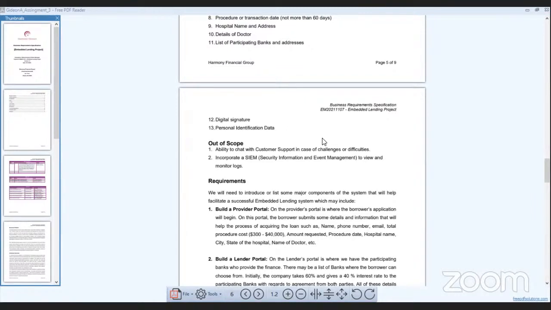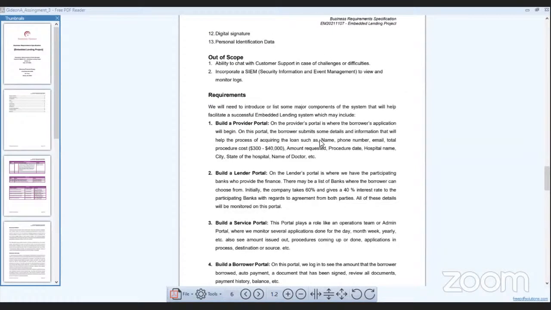So out of scope, I would say that ability to chat with customer support in case a user is facing some challenges, you're able to chat with someone who will help and support, and also install maybe a SIM. That would be like a site to monitor the logs. So we'll move to the requirements.